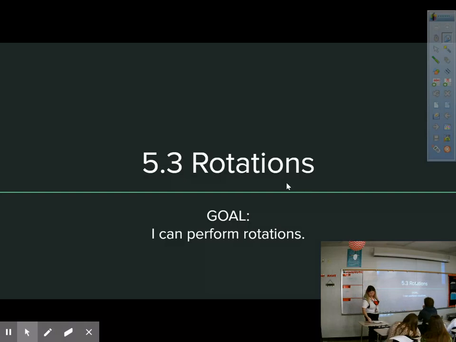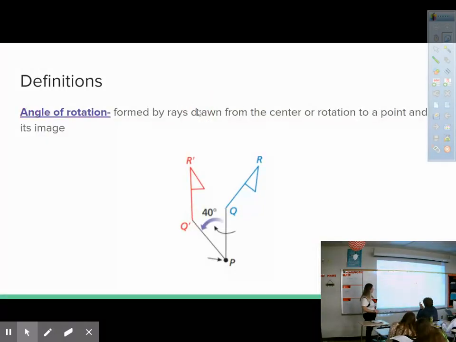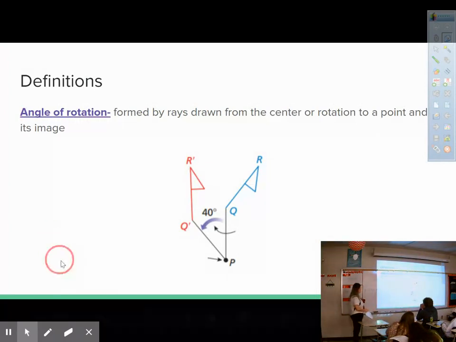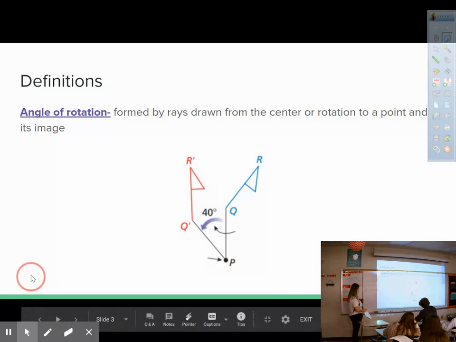So some of your vocab terms I have on here, but I'm not going to read out the vocab on there. What I'm going to do is label it and show you where it's at on the picture. So that's what I need you to do.